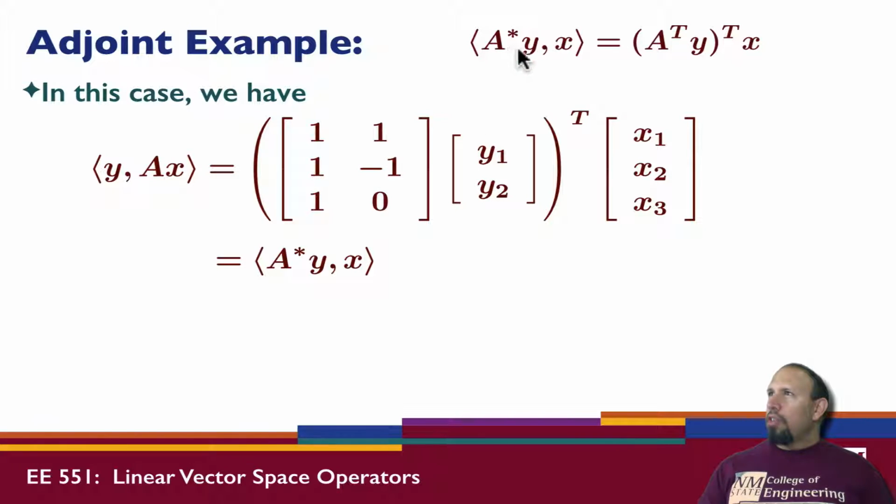So if we define the inner product on the input space this way, I can show that the inner product on the output space is equal to the inner product on the input space. And so this then is the adjoint of the matrix A for these definitions of inner products.